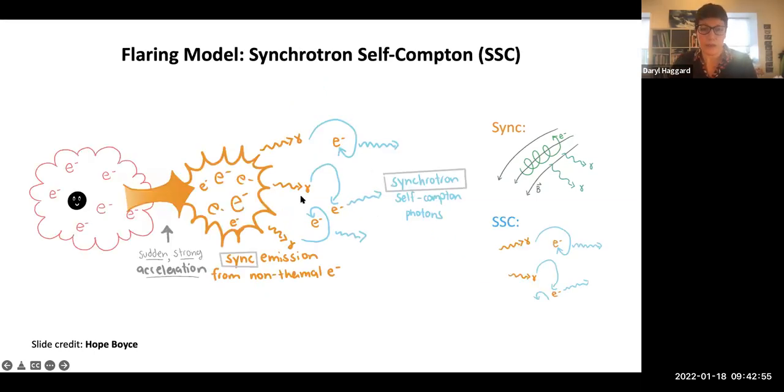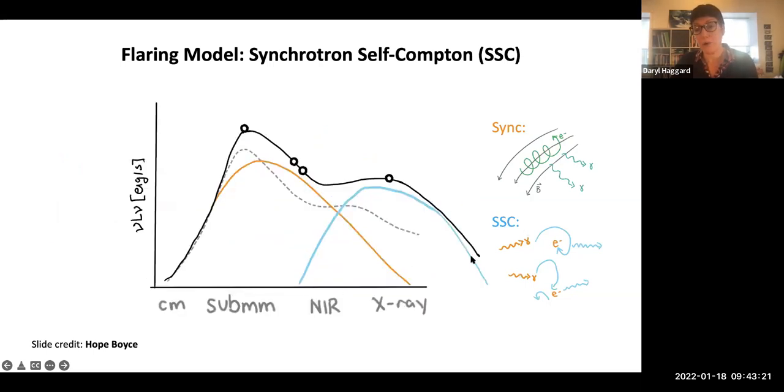Maybe after this event, you also see some interesting synchrotron self-Compton photons. So here you have photons coming from this accelerated electron population. Those photons interact with other electrons at slightly larger radii and cause them to be excited, to be accelerated. And then those emit higher energy photons as well. These are known as synchrotron self-Compton, or SSC, photons. And so you may have an extra component from this synchrotron self-Compton phenomenon. So now we see, okay, this is interesting.